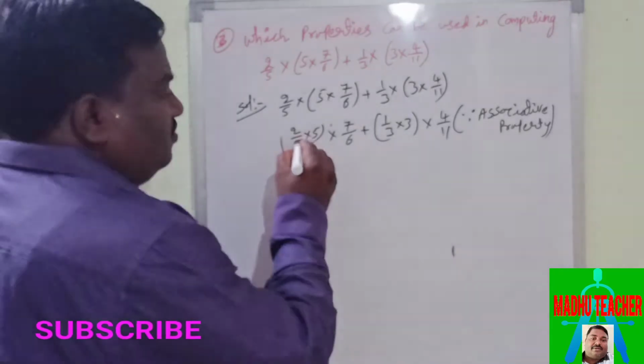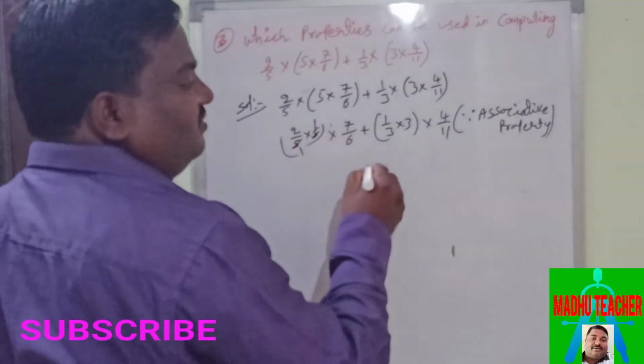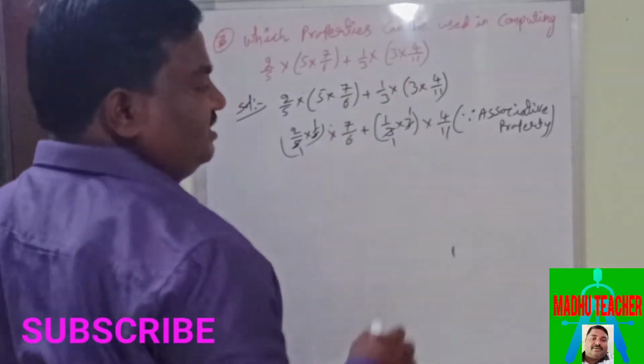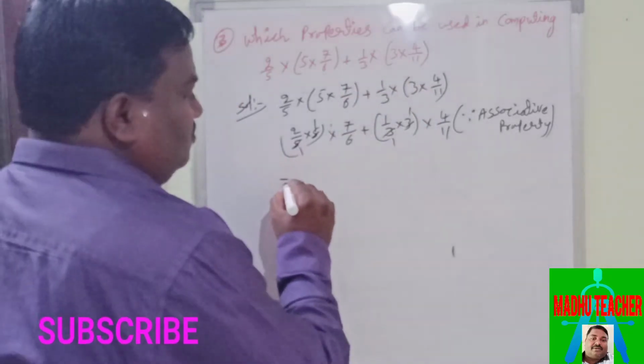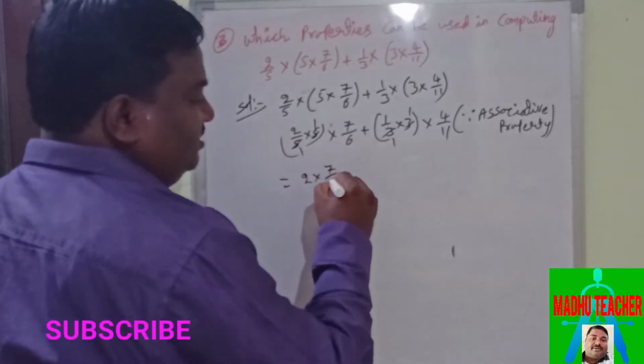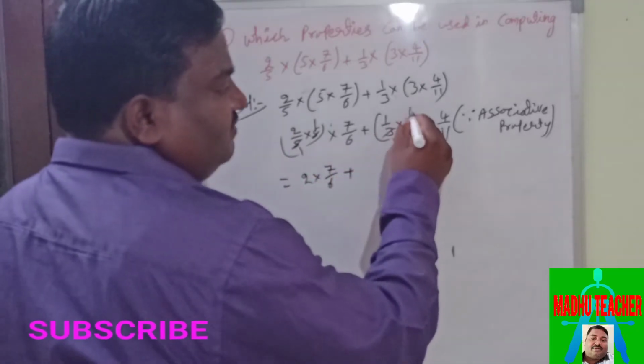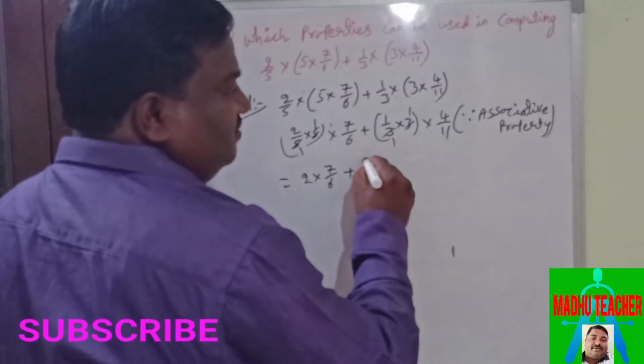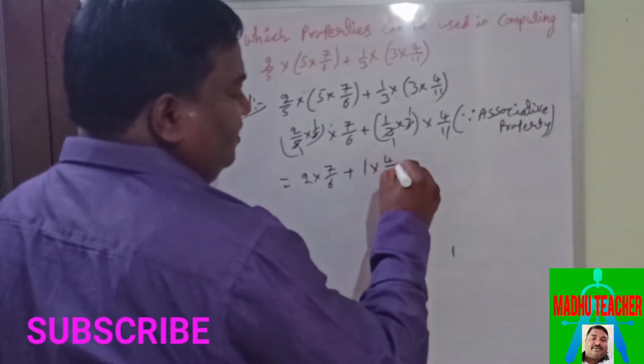Okay, so 5 1s are 5, 5 1s are 5, 3 1s are 3, 3 1s are 3. So that is 2 1s are 2 into 7/6 + 1 1s are 1/1. So that is 1 into 4/11.